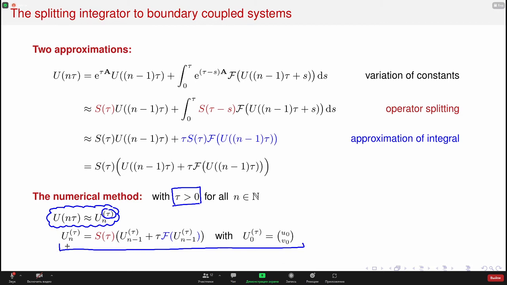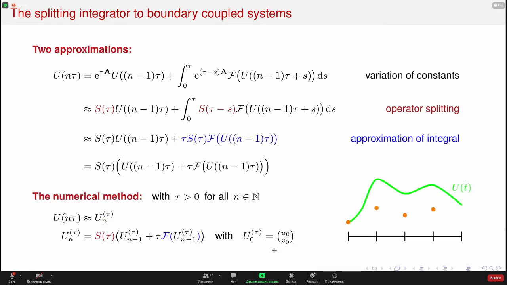So for example, the value at the nth time step depends on the value at the (n minus 1)st time step. So this is a one-step method. This is the numerical method we are dealing with. This is what we are analyzing, and we would like to show its convergence and also the convergence rate.